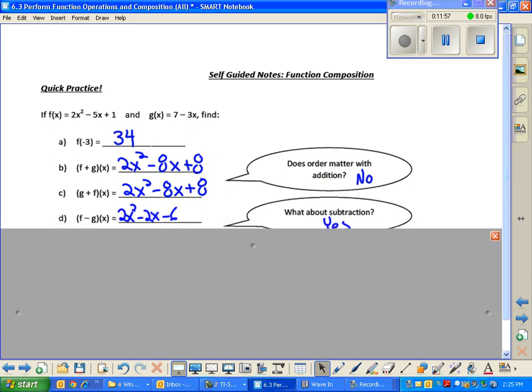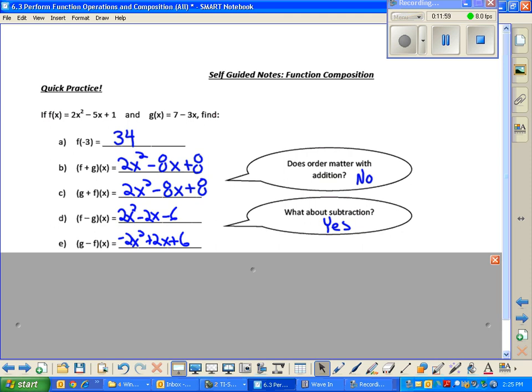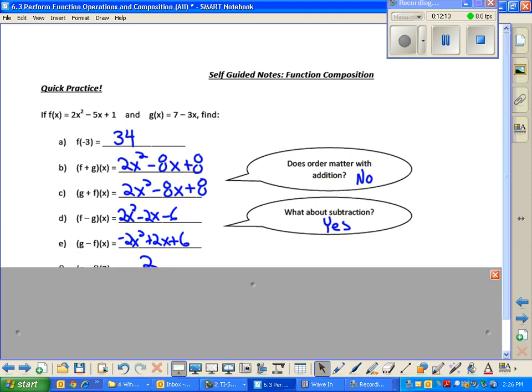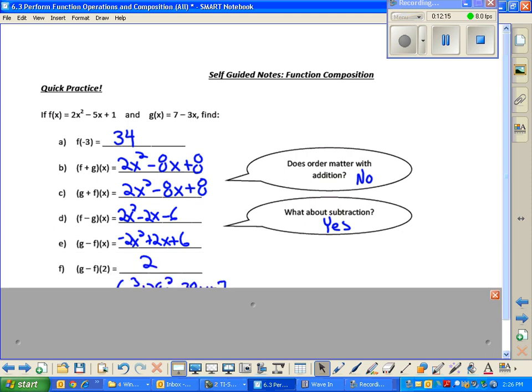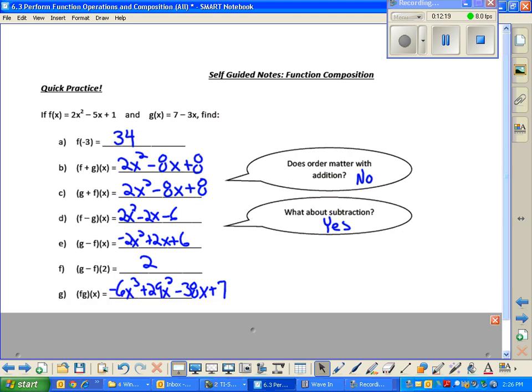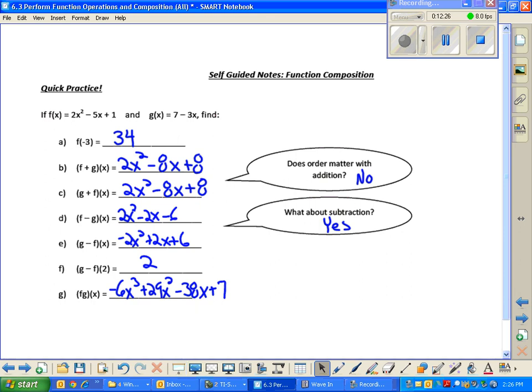Oh yeah, but it sure did for subtraction. You did not get the same answer. So order does matter with subtraction. We could say that subtraction is not commutative. So those are your answers for D and E. And then I wanted you to plug in 2 for function f there, and multiply for function g. So that's a little bit of a warm-up for you.